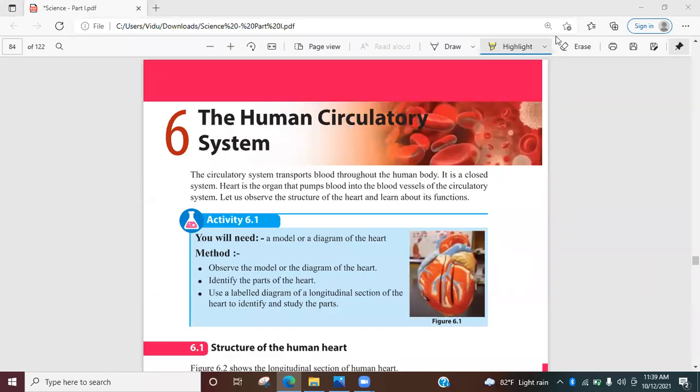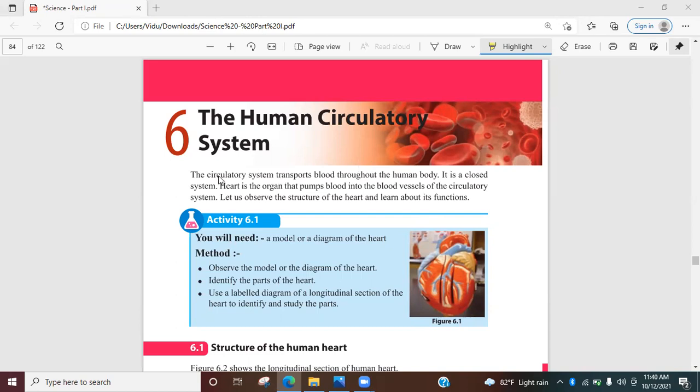Today we are going to do the 6th lesson in grade 9 science, the human circulatory system. The circulatory system transports blood throughout the human body. It is a closed system. The heart is the organ that pumps blood into the blood vessels of the circulatory system. Now we are going to observe the structure of the heart and learn about its functions.